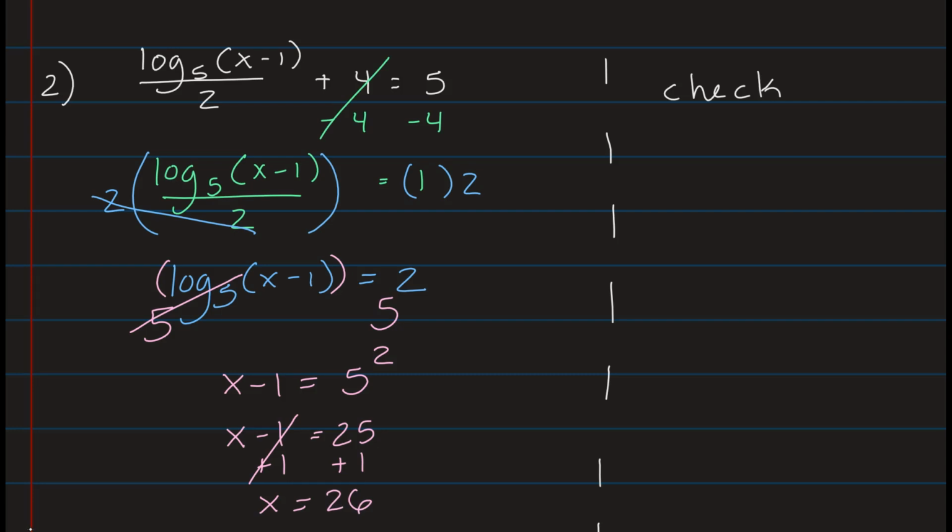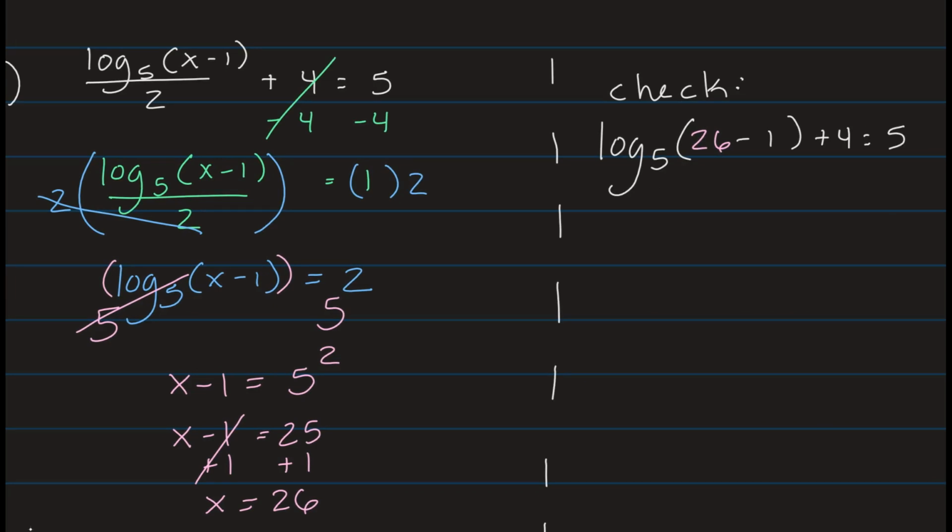Now before I can circle this, as always, I must check the solution. So I'm going to put 26 back into the original equation for x. So I have log base 5 of 26 minus 1 plus 4 is equal to 5.